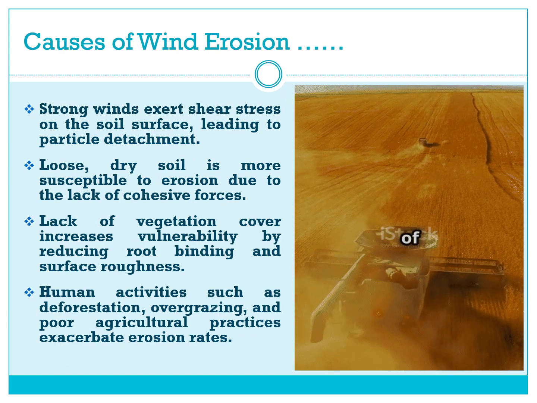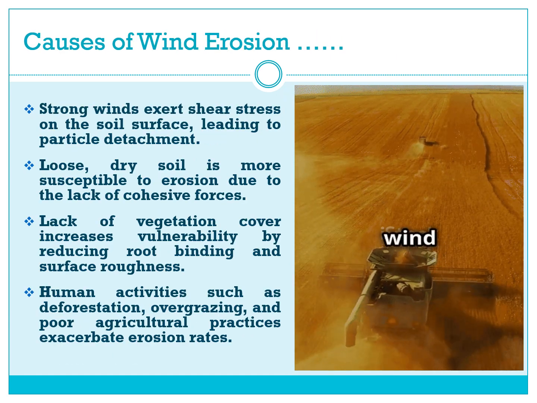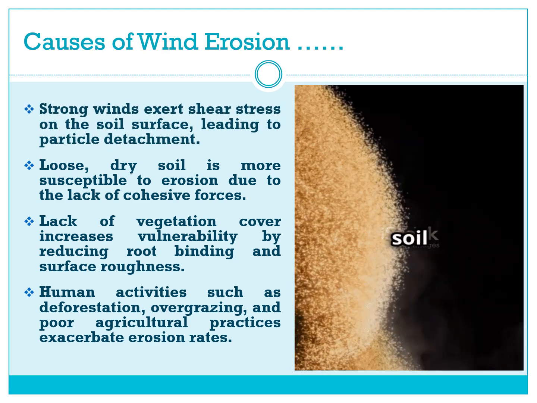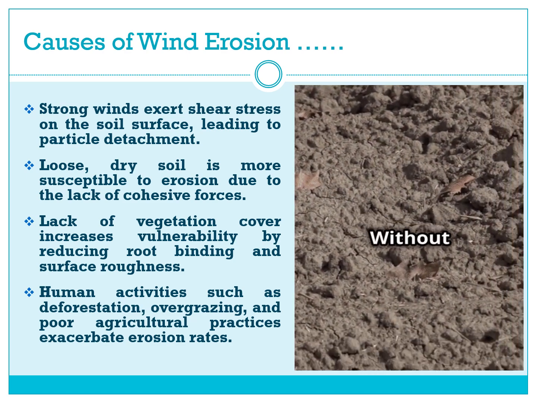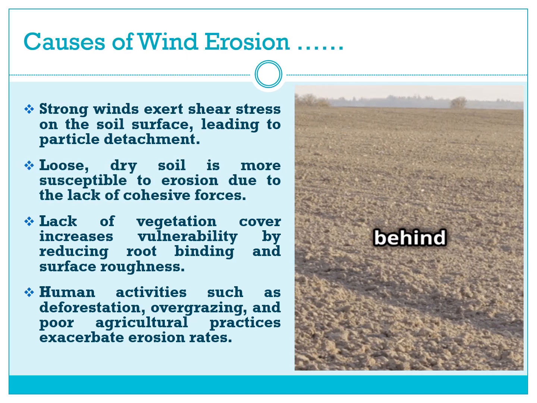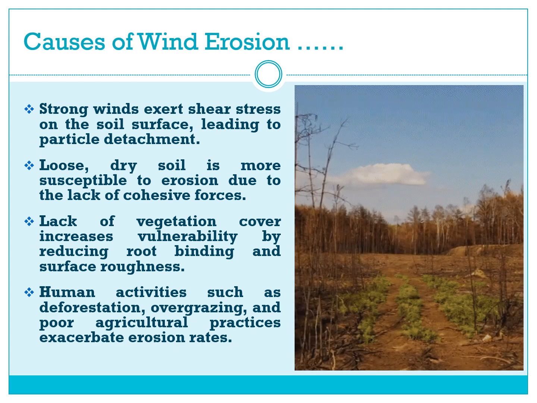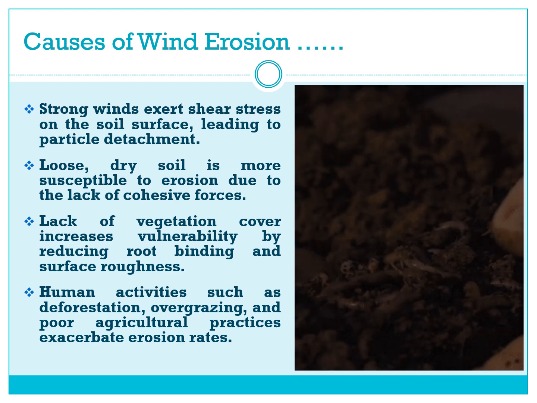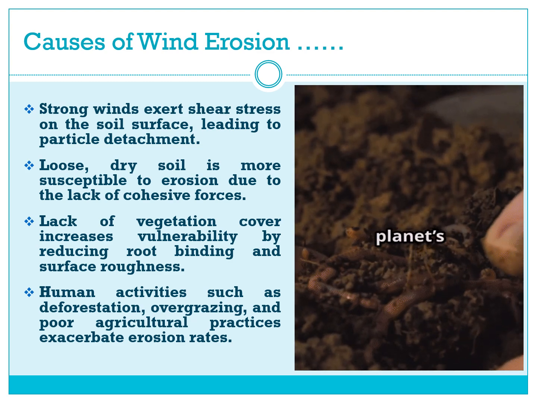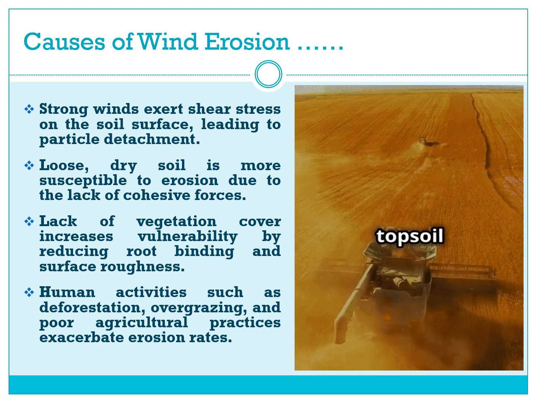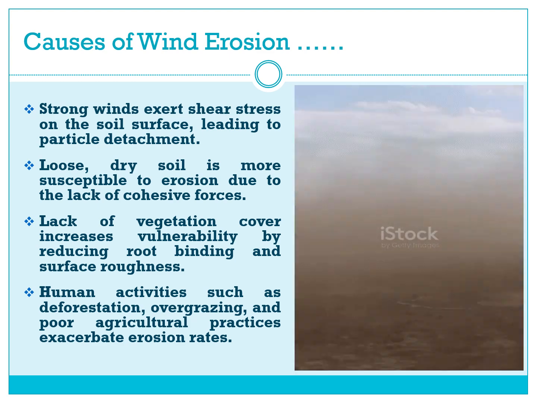Causes of wind erosion. Strong winds exert shear stress on the soil surface, leading to particle detachment. Loose, dry soil is more susceptible to erosion due to the lack of cohesive forces. Lack of vegetation cover increases vulnerability by reducing root binding and surface roughness. Human activities such as deforestation, overgrazing, and poor agriculture practices exacerbate erosion rates.